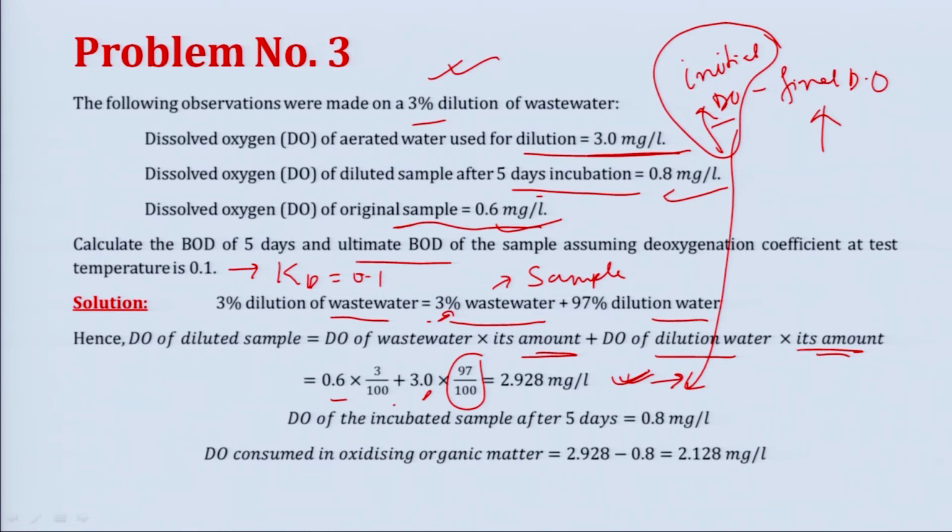Now, what is the final DO? The DO of the incubated sample after 5 days was given as 0.8 milligram per liter, so this is the final DO. The DO consumed in oxidizing organic matter will be this minus this, that is 2.928 minus 0.8, which works out to be 2.128 milligram per liter. So, this is the DO which is consumed.